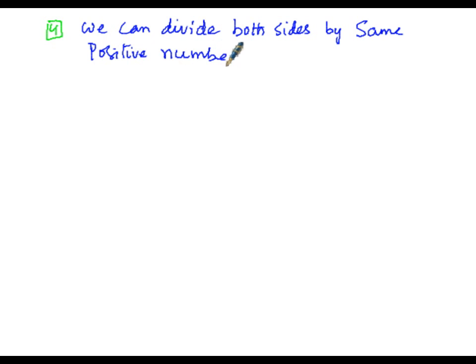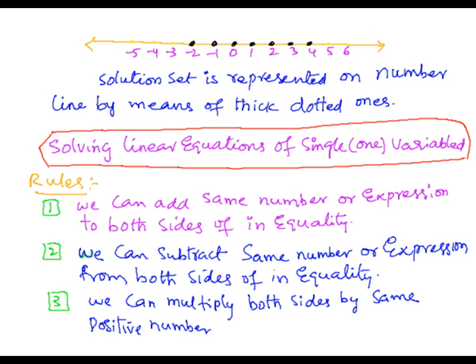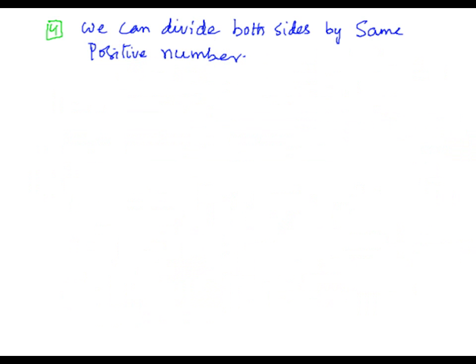So, these are the four rules to be implemented while solving a linear inequation of a single variable. We can add the same number or same expression on both sides of the inequality. We can subtract the same number and the same expression from both sides of an inequality. We can multiply the same positive number on both sides of the inequality. Similarly, we can multiply or divide both sides of the inequality by the same number.